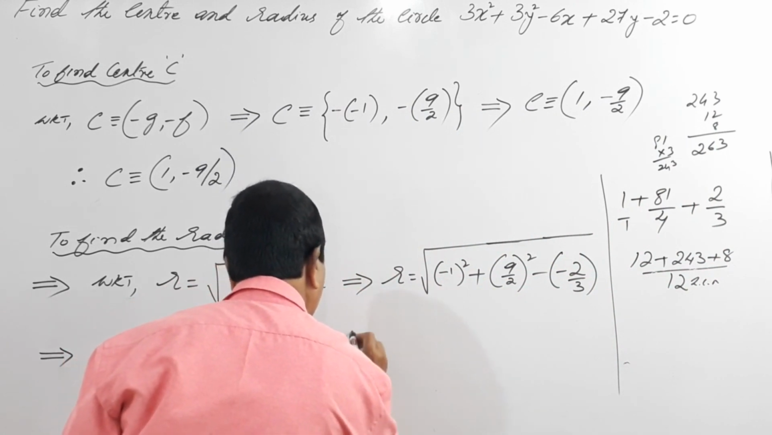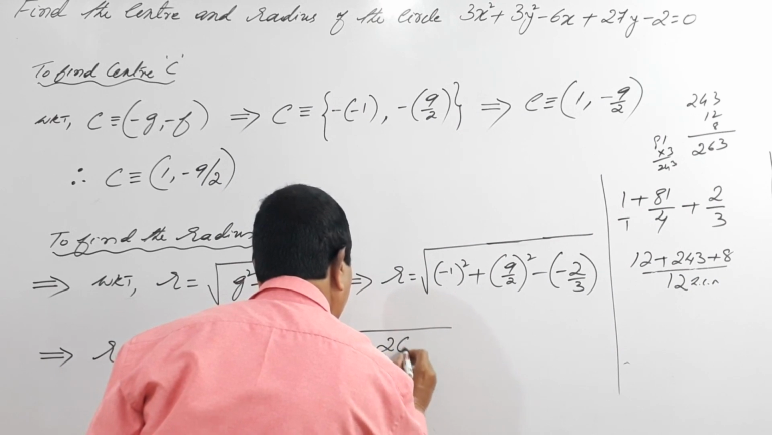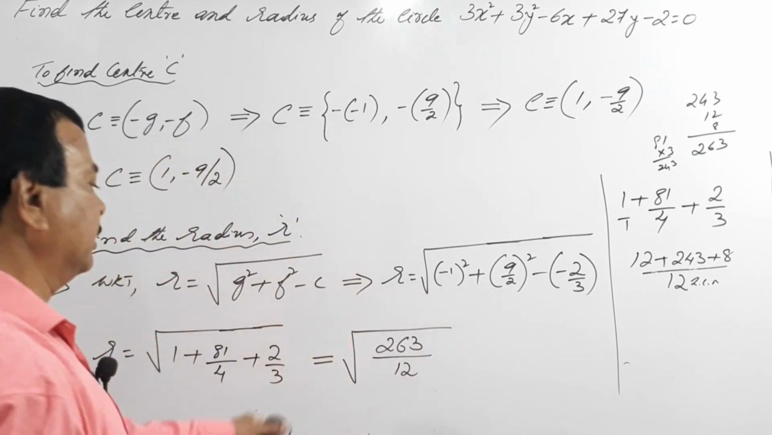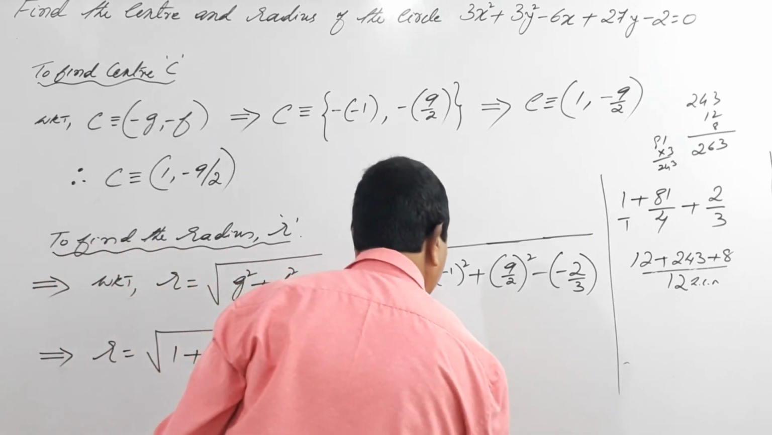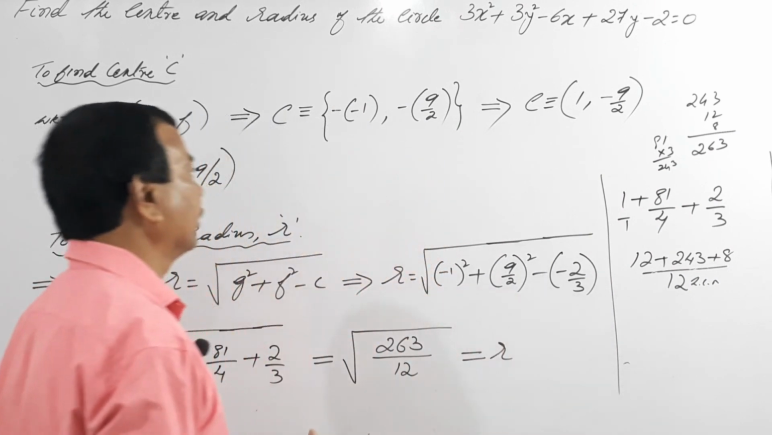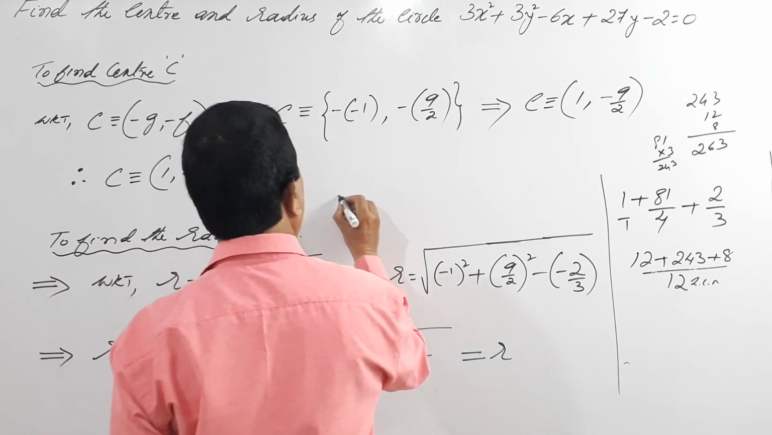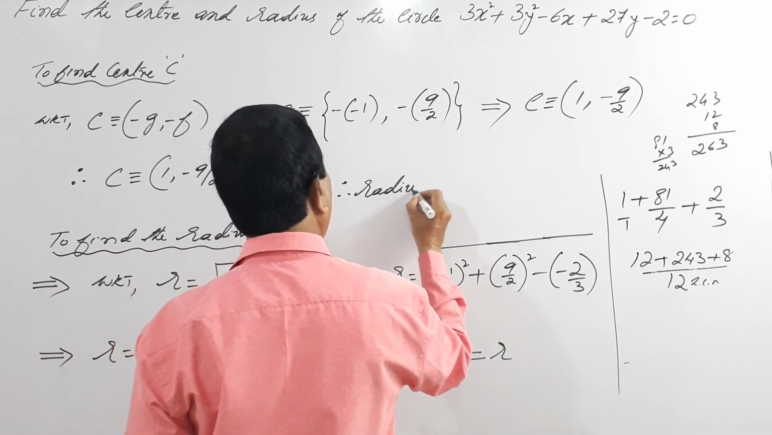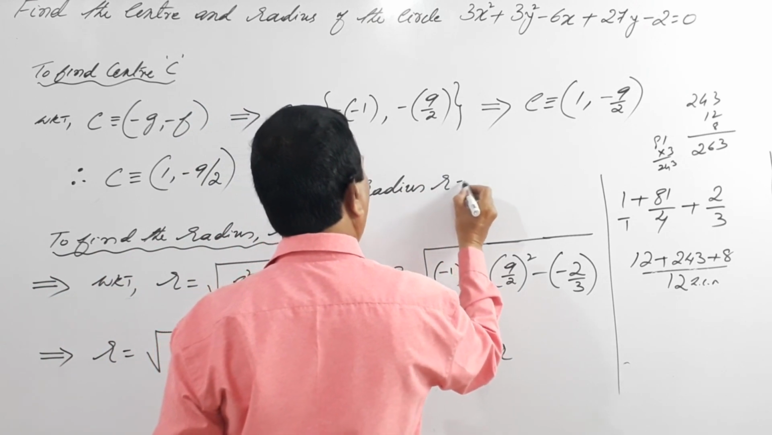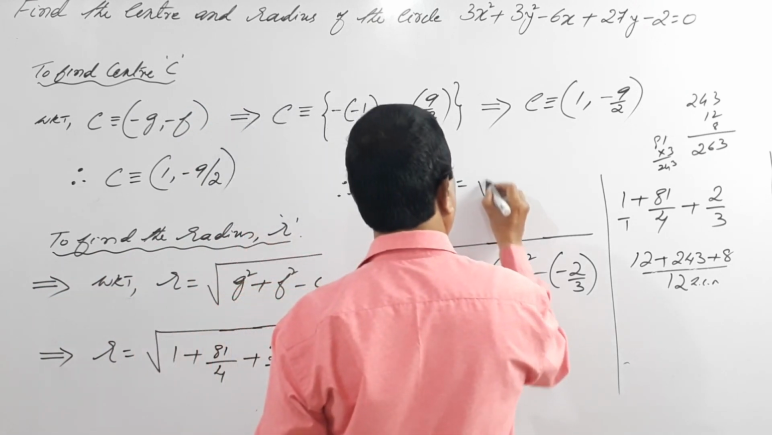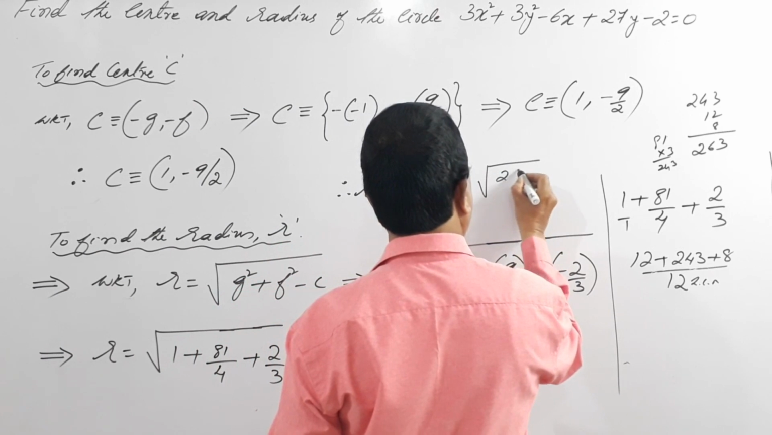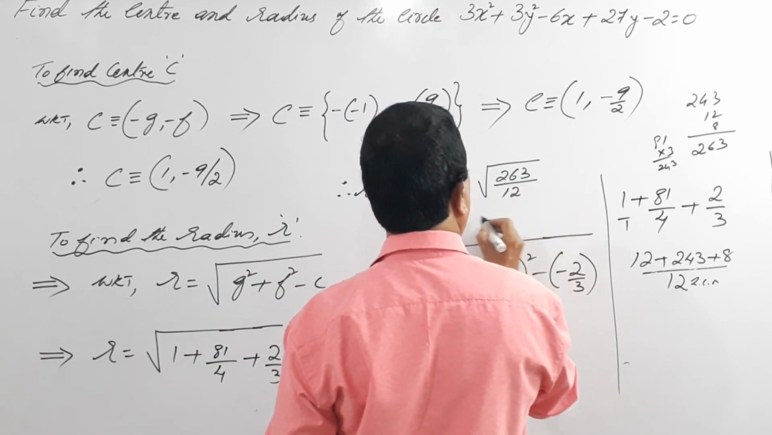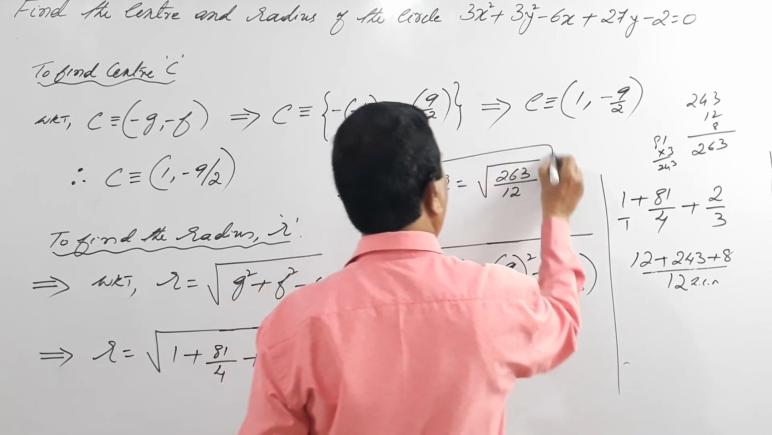That is 263/12. What is this? This is nothing but our R. Therefore, radius R equals 263/12. This is your answer.